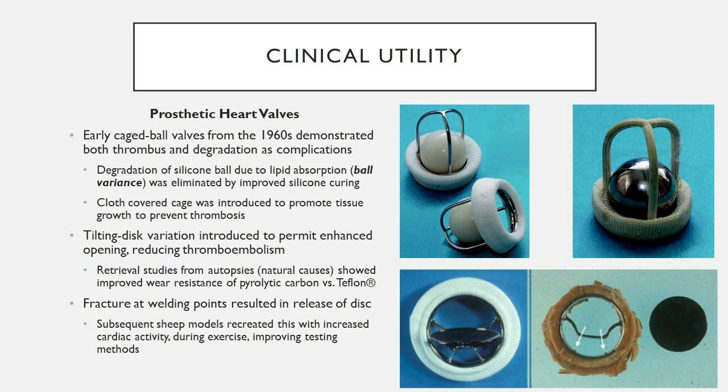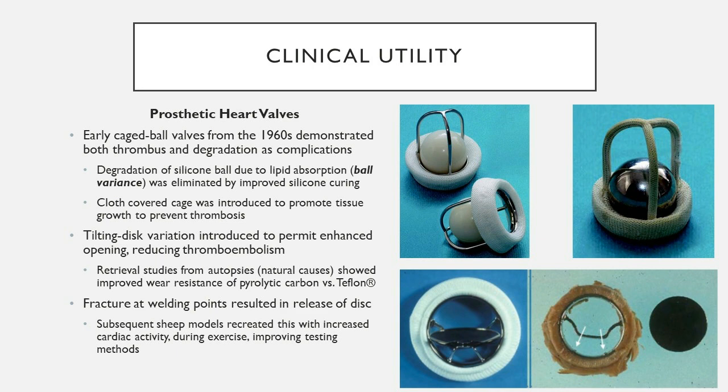To improve upon the thrombus forming complications, a cloth-covered ball and cage design was introduced to encourage tissue ingrowth, which thereby decreased thromboembolisms. Thromboembolisms were further reduced with the introduction of the new type of device design called the tilting disc variation. During different trials of the coating of these tilting discs, retrieval studies of the carbon valves recovered at autopsy or surgery were analyzed via SEM, or scanning electron microscopy, and indicated that in comparison to Teflon-coated discs, these pyrolytic carbon discs showed minimal abrasive wear.